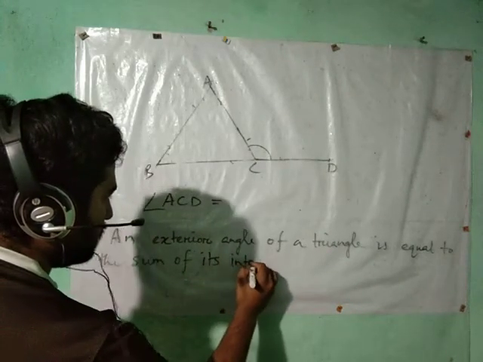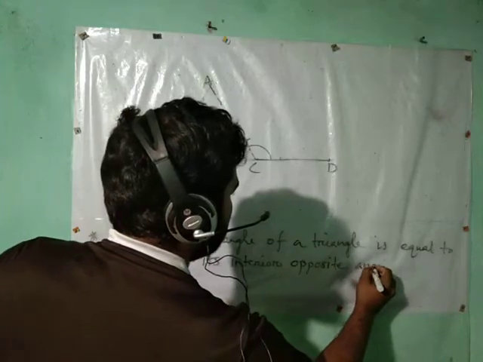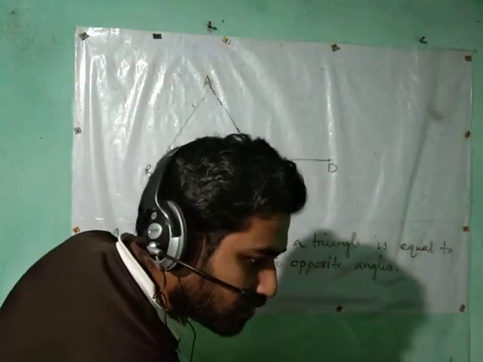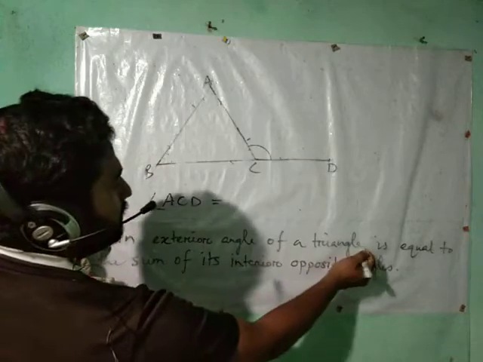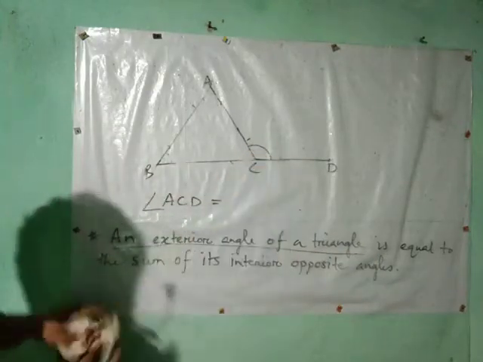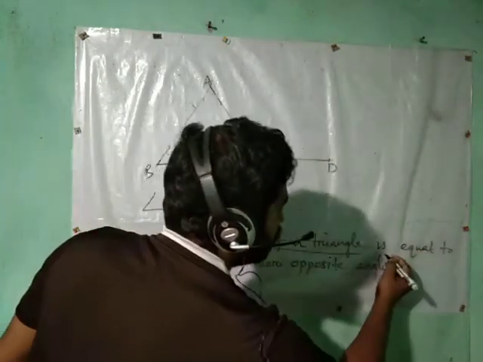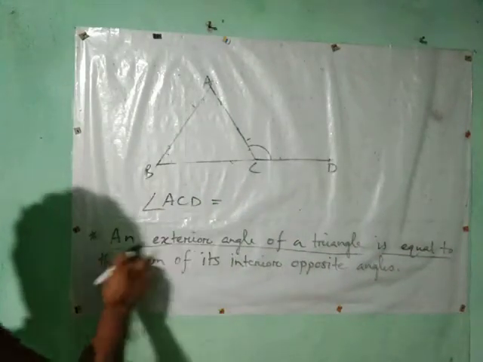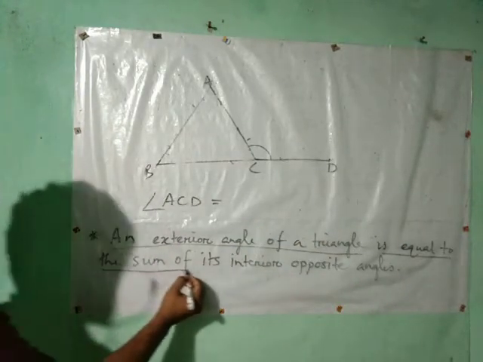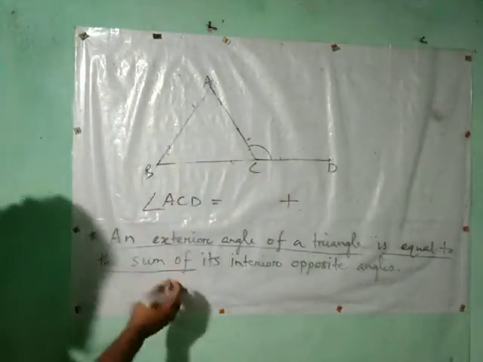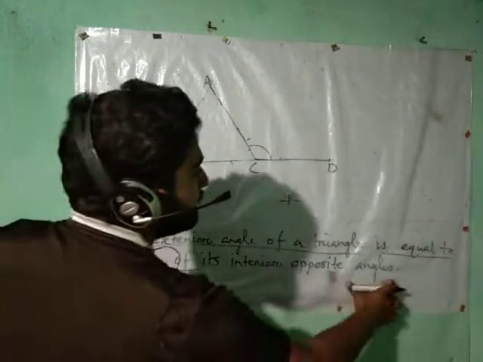Its interior opposite angles. Okay, what does it mean? An exterior angle of a triangle, from here to here, is equal to ACD, equal to what? The sum of its interior opposite angles, meaning the sum of this angle and this angle.